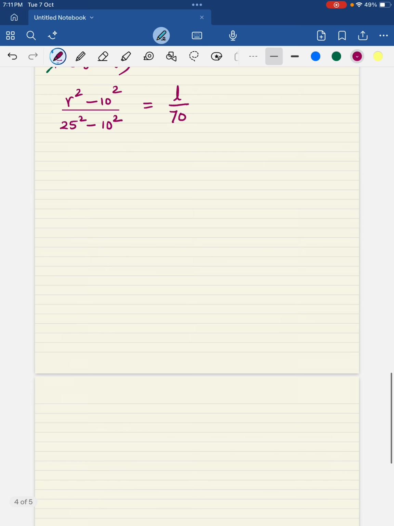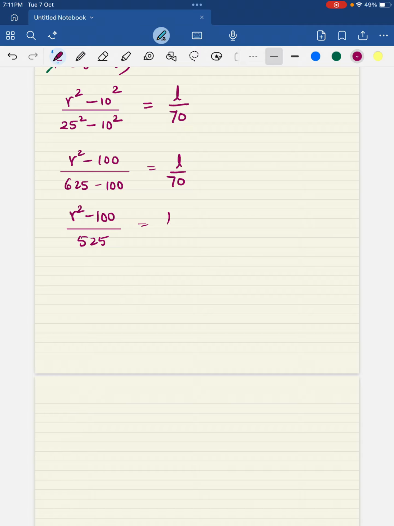Okay, now let's deduce what we can here. R square minus 100 divided by 625 minus 100 equals L by 70. So R square minus 100 divided by 525 equal to L by 70. I can also write this as R square minus 100 upon 52.5 equal to L by 70.